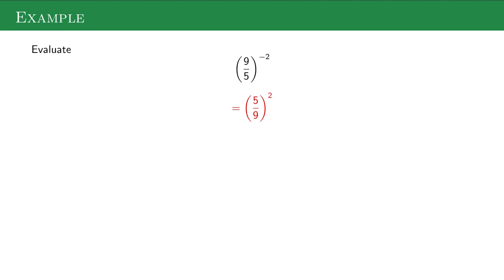And there's 2 different ways you could evaluate this. You could say, well, 5 over 9 squared just means you have 2 copies of 5 over 9. And that gives you 25 over 81. Or you could say this exponent of 2 is going to kind of distribute to both of the top and bottom. That gives you 5 squared over 9 squared, which is also 25 over 81.